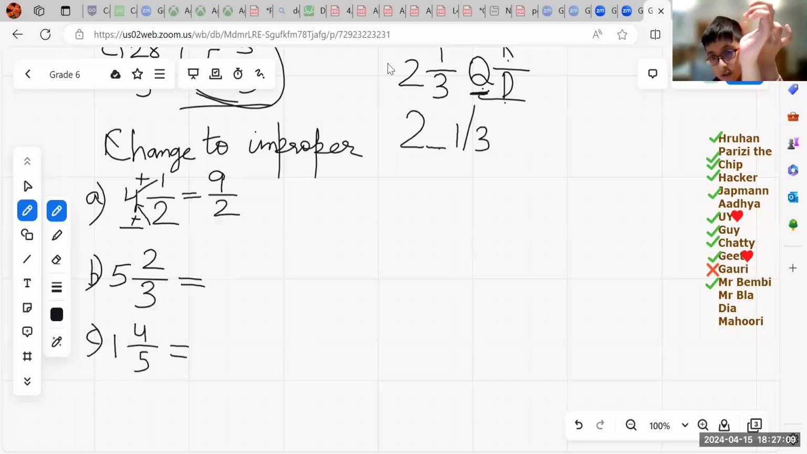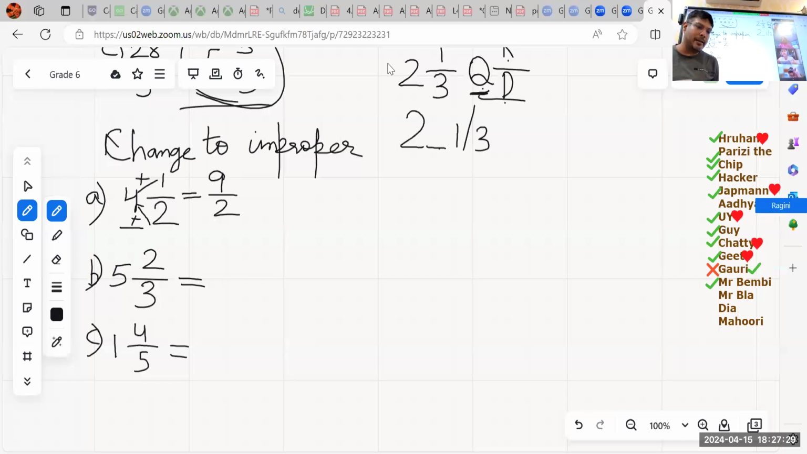Sir, which is the most difficult chapter in grade 7? Grade 7, exponents is difficult. Sir, what are those? And linear equations is okay, it is also a little bit difficult. In grade 7, the most difficult chapter is exponents and percentages.